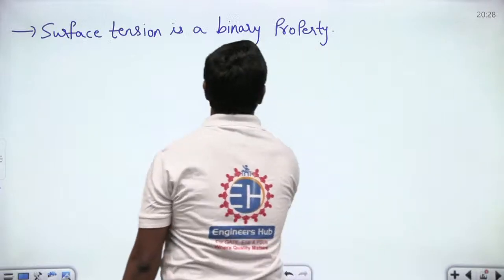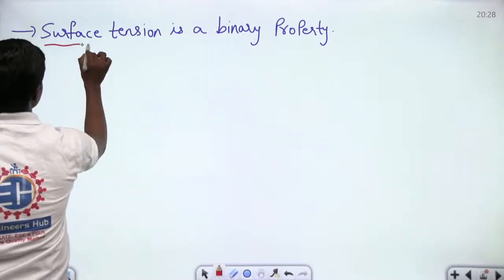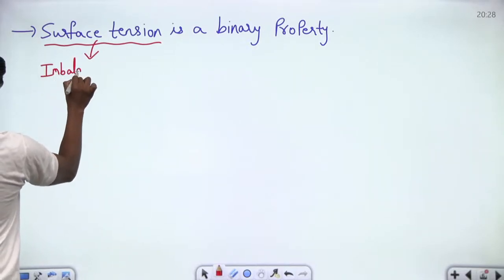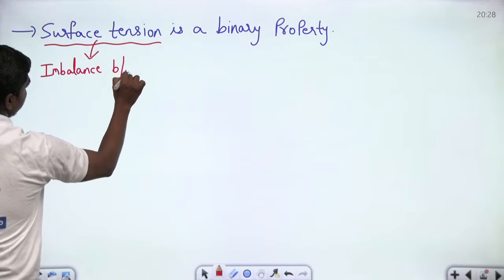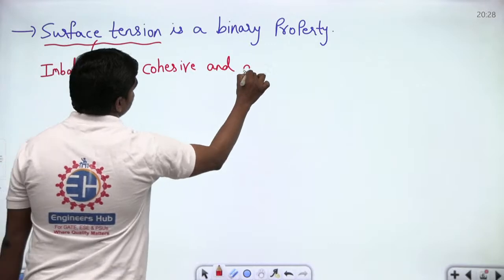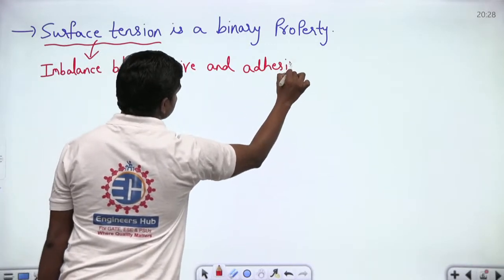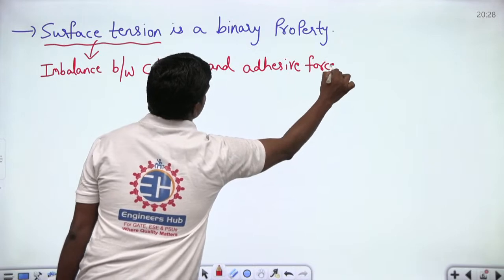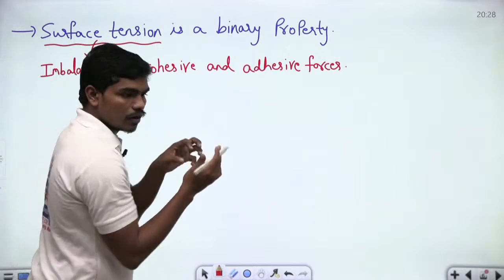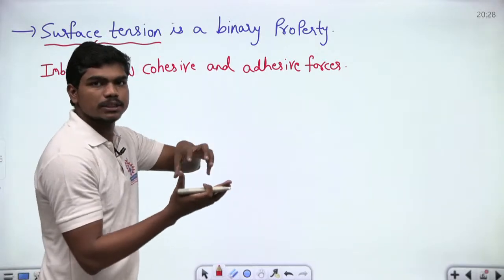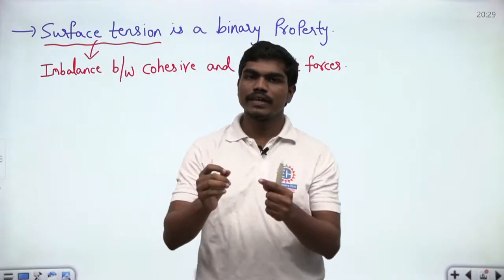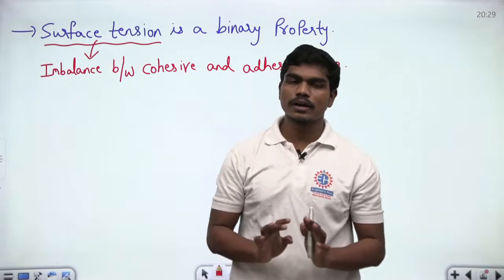So surface tension is a binary property. It means basically that surface tension is due to imbalance between cohesive and adhesive forces. Correct? This is what we see. Now see carefully. We have this only at the interfaces, whenever there is some imbalance between cohesive and adhesive forces. So why is this a binary property? Because if there is only one fluid in consideration, definitely we don't have any surface tension.